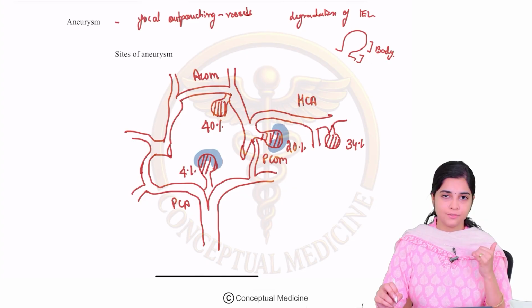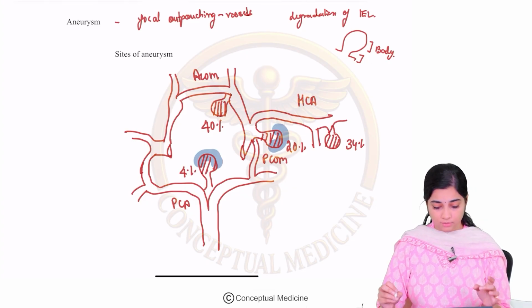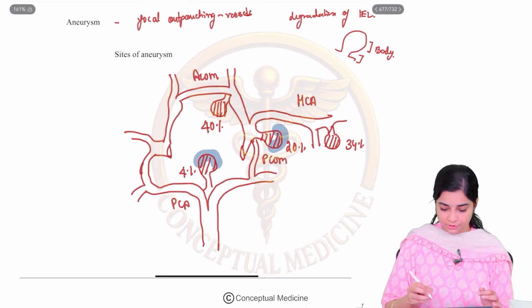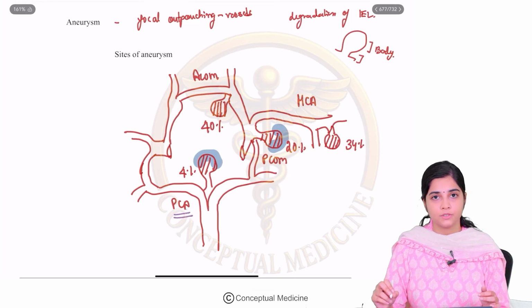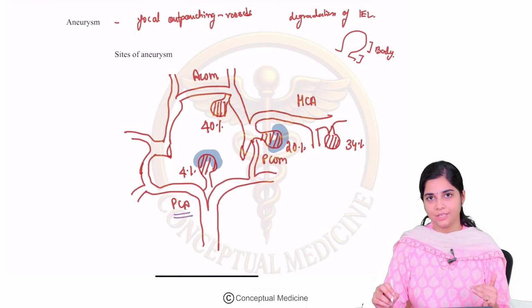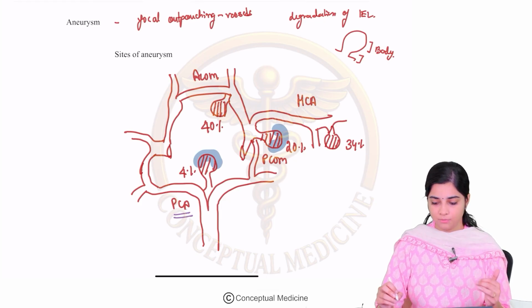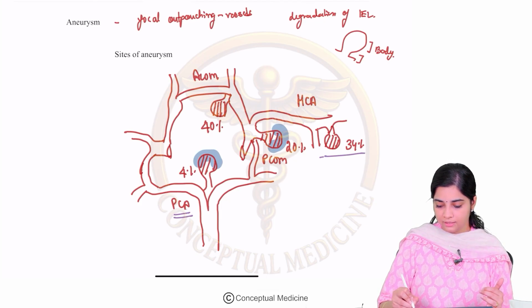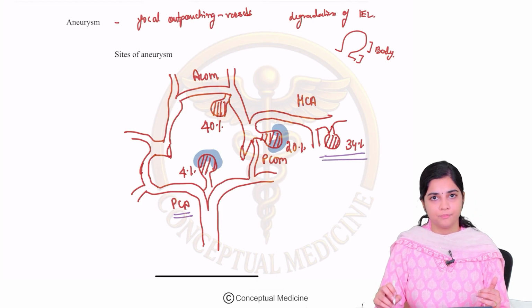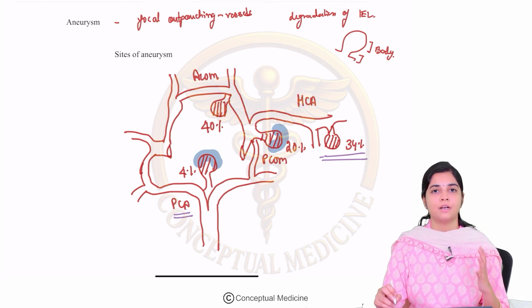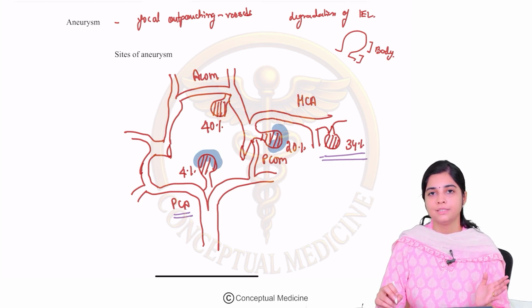So, what are the sites of aneurysm? The most common site is at the bifurcation of the posterior cerebral arteries, which is your PCA. The next most common would be at the bifurcation of the MCA, right? So, PCA aneurysms and MCA aneurysms are amongst the most common sites for your aneurysmal bleed.